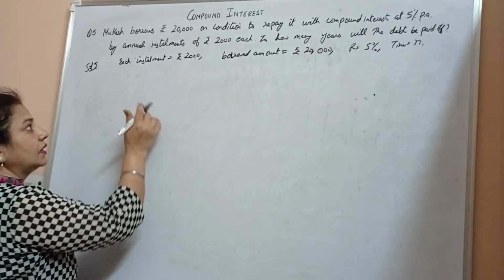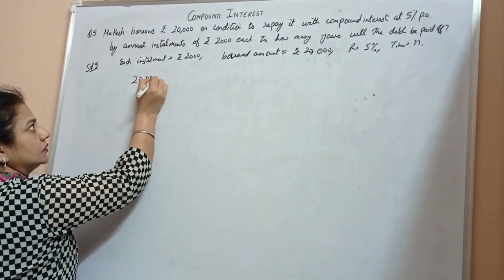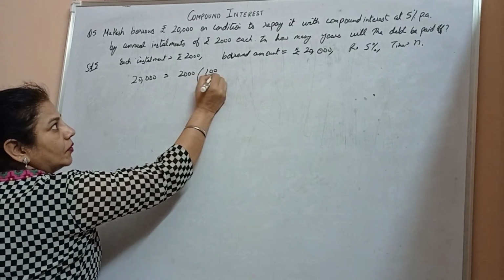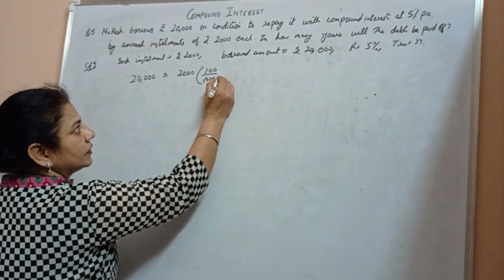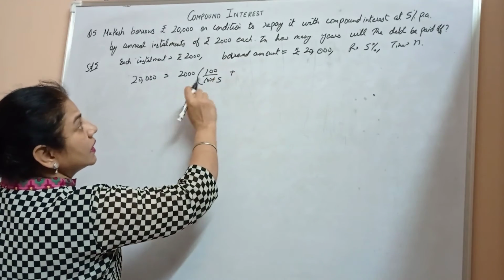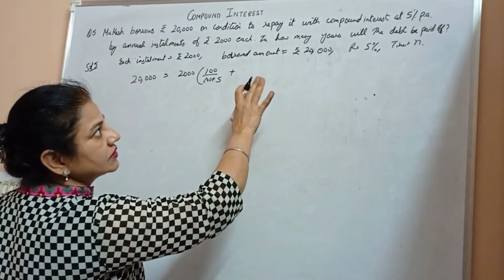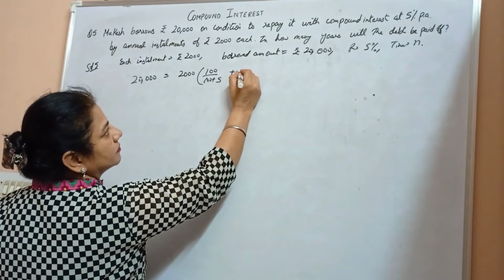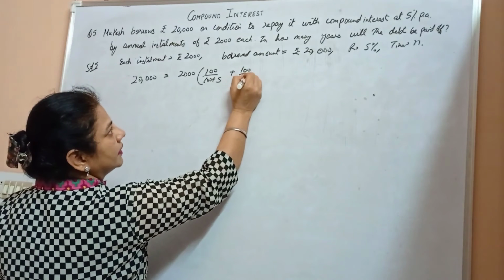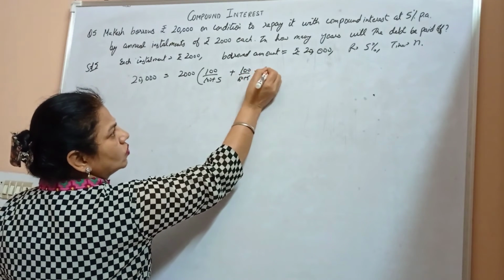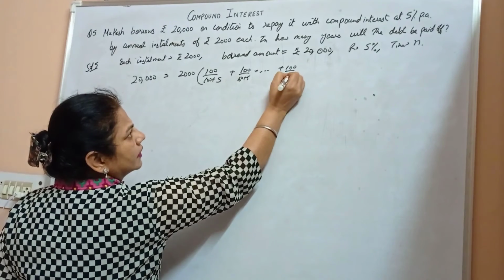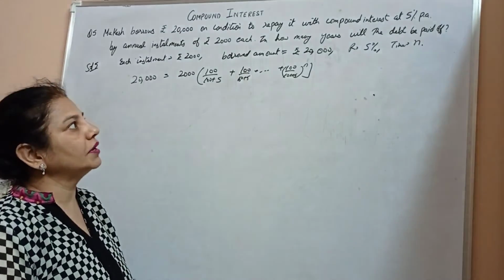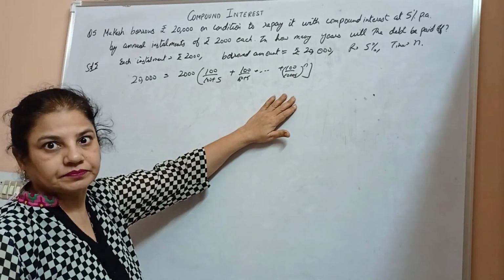Now substitute this in the formula. The formula says the amount borrowed is equal to each installment times 100 upon 100 plus the rate of interest, plus so on, till 100 upon 100 plus 5 whole to the power n. In how many installments it is paid is not given to us. We have to find the number of periods, because n is the number of periods. We don't know in how many installments it has been paid off.